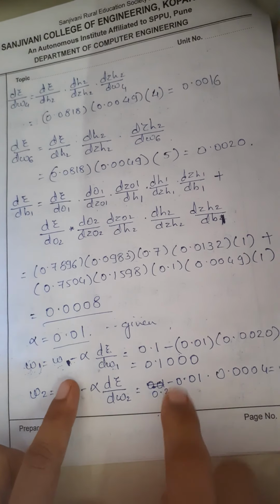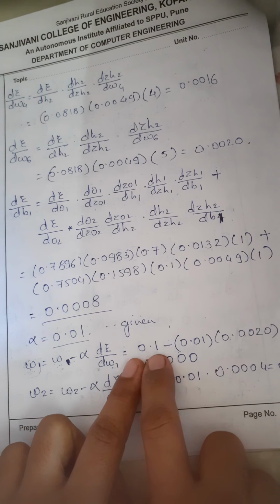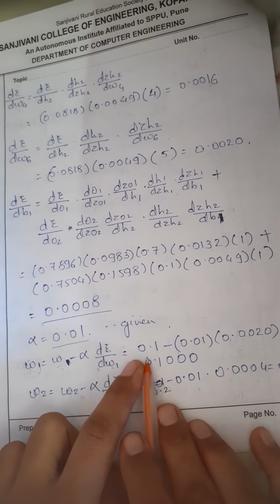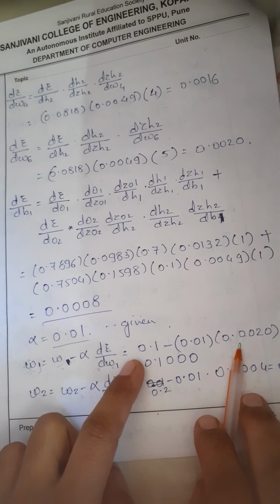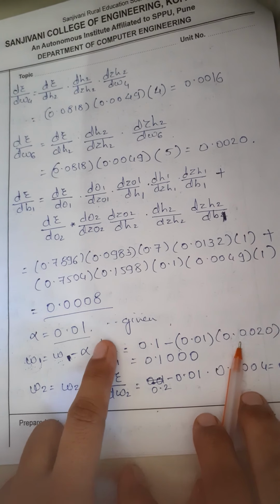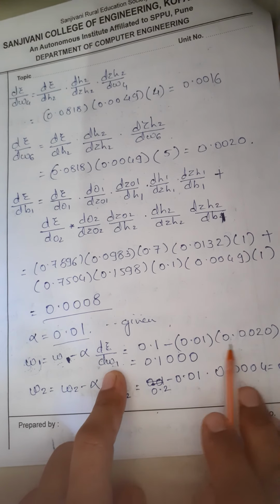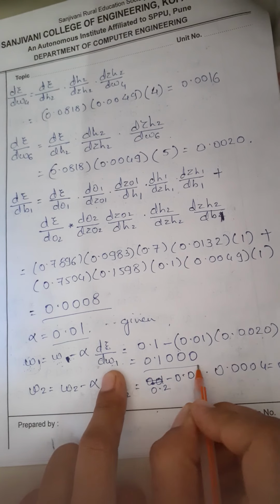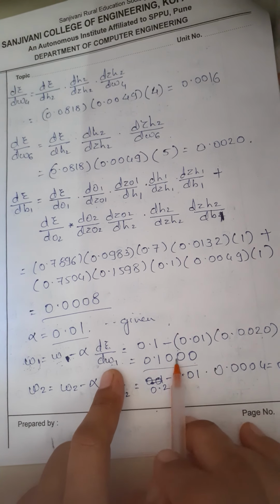So 0.1 is the W1 that I had assumed initially. 0.1 minus alpha into the derivative with respect to every weight that we computed previously. Take the derivative with respect to W1, put in the value, and you get this as your new weight. The previous weight was 0.1 and now your weight is 0.1000, which means there is not much difference.